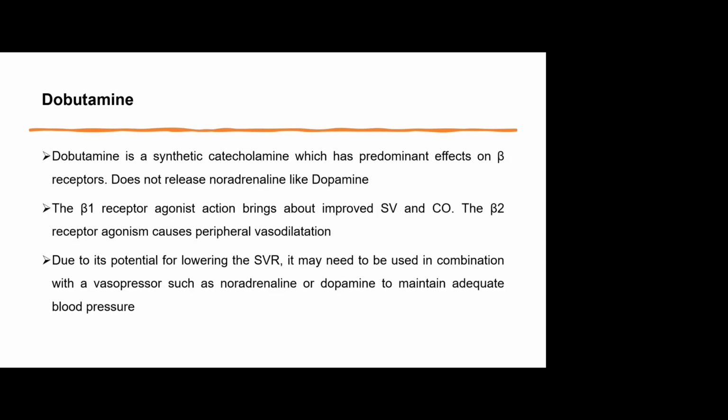Let's look at dobutamine. We know it is a synthetic catecholamine. Its predominant action is on the beta 1 receptor, but it also brings about vasodilatation through beta 2 receptor action. At a lower level, say around 5 mics, it's predominantly a beta 1 action. As you give more and more, it causes a beta 2 mediated vasodilatation as well. As we know, it has the potential to lower the systemic vascular resistance and is often used in combination with a vasoconstrictor like noradrenaline or a high dose dopamine.